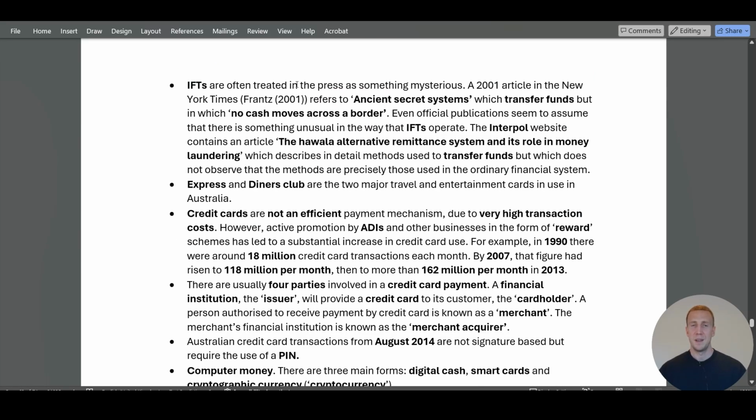So the IFTs are often treated in the press as something mysterious. A 2001 article in the New York Times refers to ancient secret systems which transfer funds but in which no cash moves across a border. Even official publications seem to assume that there is something unusual in the way that IFTs operate. The Interpol website contains an article, The Hawala Alternative Remittance Systems and its Role in Money Laundering, which describes in detail methods used to transfer funds, but which does not observe that the methods are precisely those used in the ordinary financial system. So American Express and Diners Club are the two major travel and entertainment cards in use in Australia.